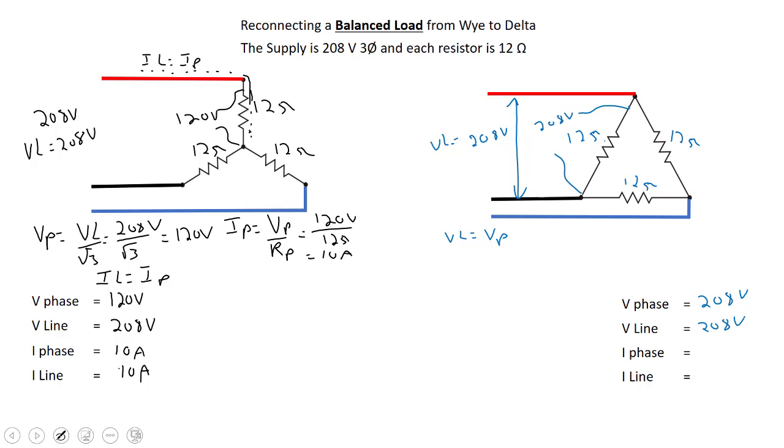Now the I phase, same formula. I take my phase voltage and divide it by the opposition in each phase. So that's 208 volts divided by 12 ohms. That comes to about 17.33 amps.